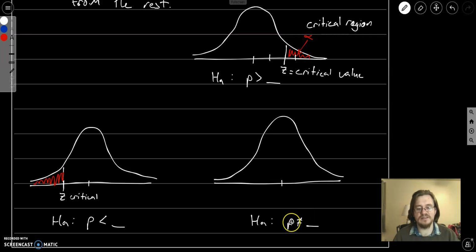The last case is when p is simply not equal to something. So it could either be bigger or smaller, in which case we will have two critical regions, one extending to the left and one extending to the right. And then we'll have two critical values, one on either side. But because, for instance, the normal distribution is symmetric, we'll have the same critical value on both sides, one positive and one negative. However, if you think back to the chi-squared distribution for standard deviations and variances, that is not symmetric, so it won't be quite as nice, and you'll just have to figure out two different critical values.